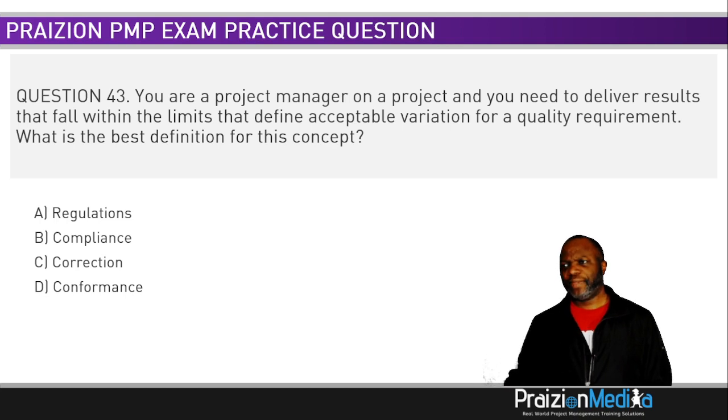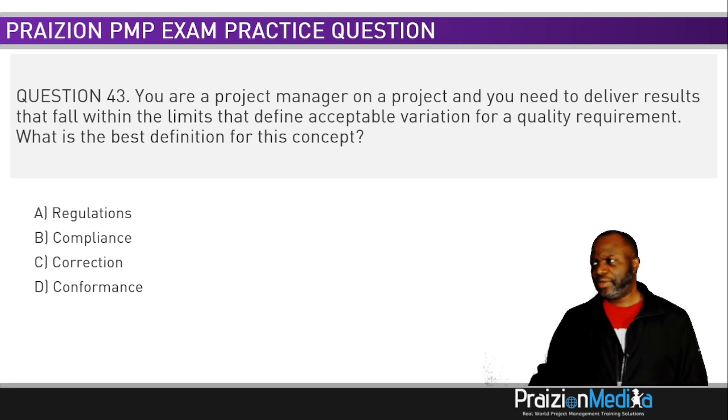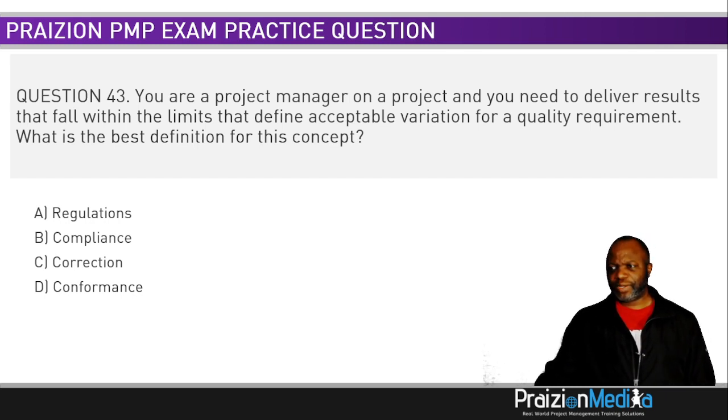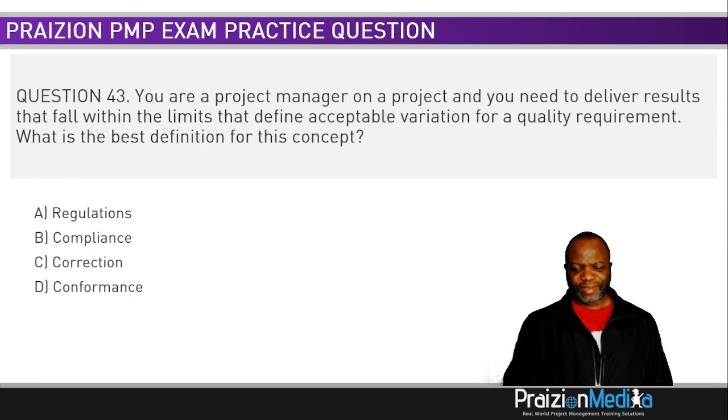Question 43. You are a project manager on a project and you need to deliver results that fall within the limits that define acceptable variation for a quality requirement. What is the best definition of this concept? All right. Hit the pause button if you need more time.